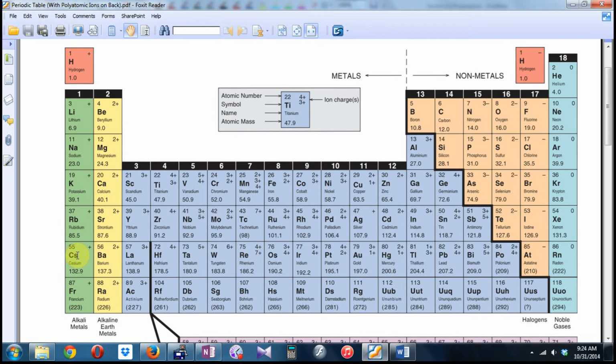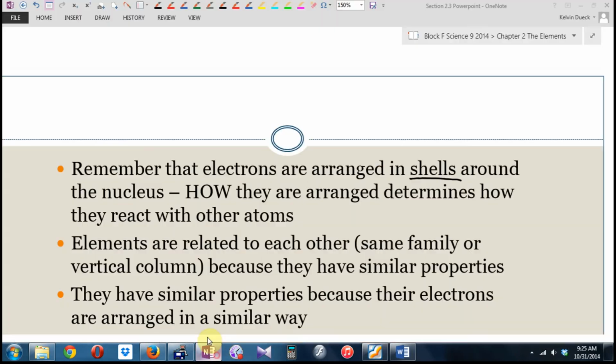Scandium, look up right here. What column is scandium in? Column number, family number? 3. Do you know how many electrons scandium has in its outer shell? Count with me. It's going to behave very similarly to yttrium. Why? Do you know how many electrons yttrium has in its outer shell? 3. It's going to behave very similarly to lanthanum. Do you know why? Because it's got 3 electrons in its outer shell. The pattern of the electrons, Kevin, is what makes these have similar chemical properties. They bond similarly with other elements. They have similar properties because their outer shell electrons are arranged in a similar way.